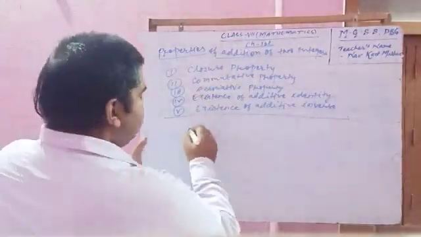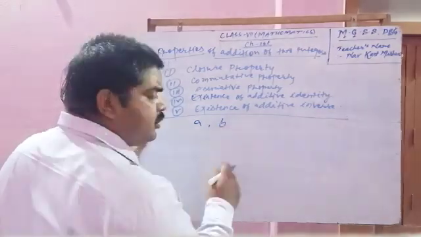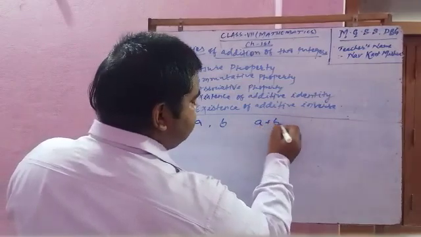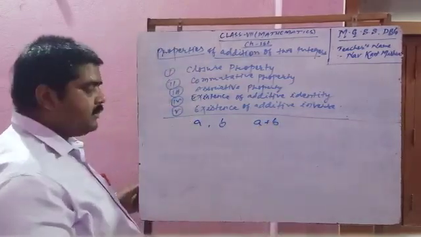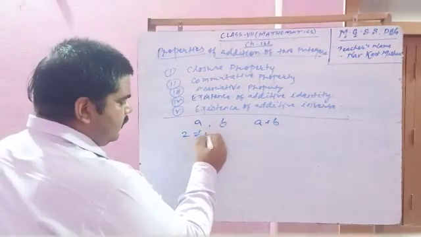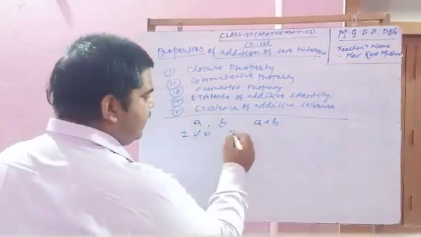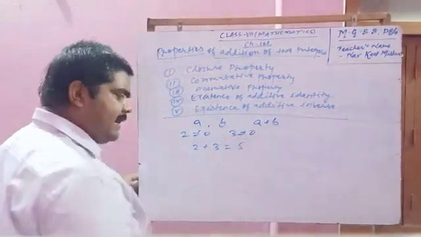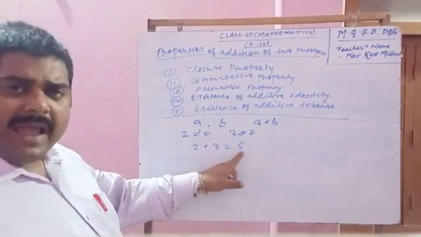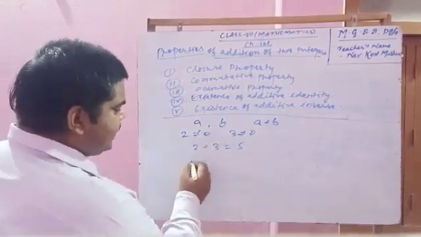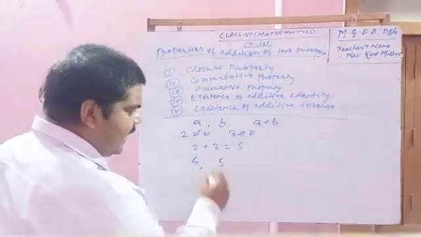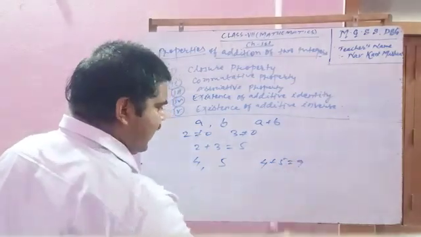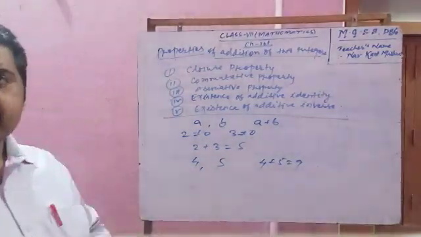Regarding the closure property, if A and B are two non-zero integers, then according to the closure property, A plus B is also an integer. For example, 2 is a non-zero integer, and 3 is also a non-zero integer. If you add 2 plus 3, that is 5, and 5 is also an integer. Similarly, 4 is an integer, 5 is also an integer. If you add 4 plus 5, you get 9. 9 is also an integer.